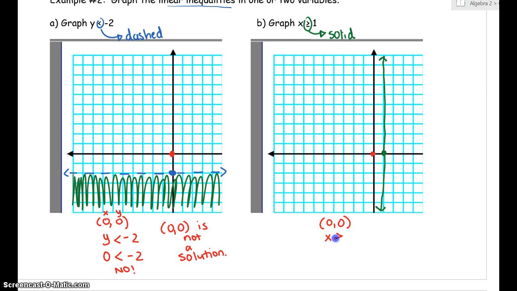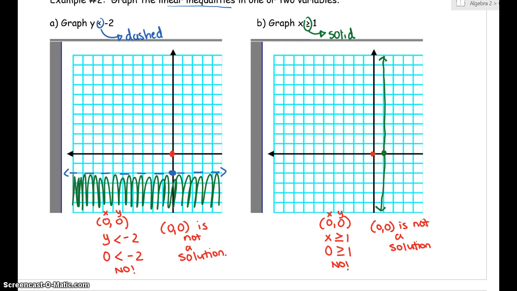Well, we have x is greater than or equal to 1. That's our equation. X is 0, y is 0, but we don't have a y, so we don't have to worry about that. 0 is greater than or equal to 1. Is 0 greater than or equal to 1? No. That means that 0, 0 is not a solution, which means that nothing on that side is a solution.